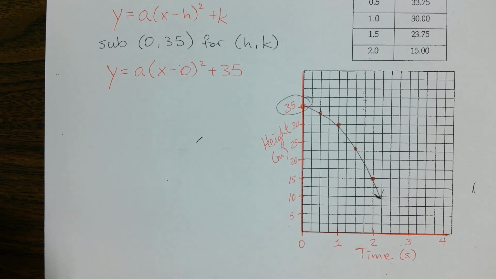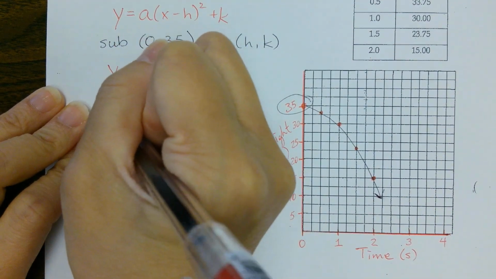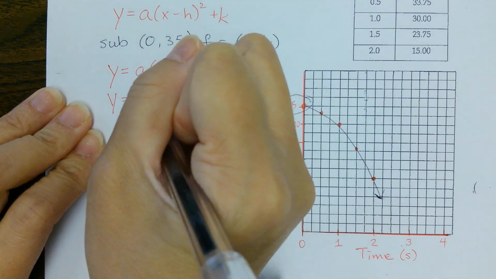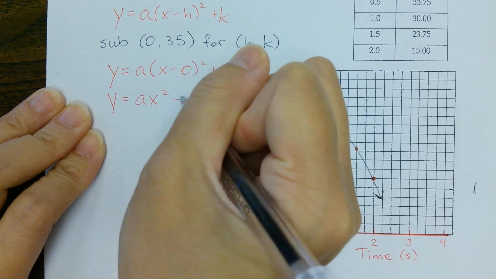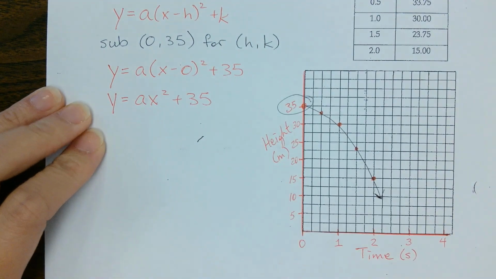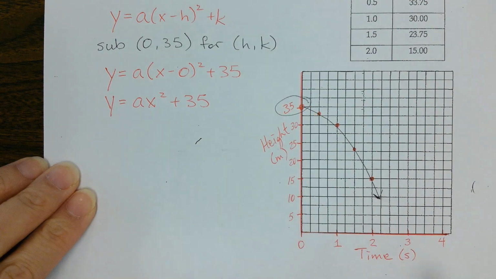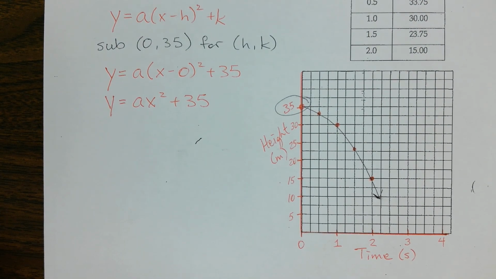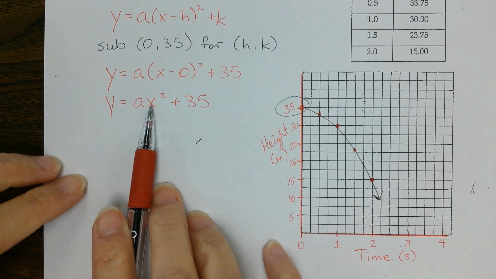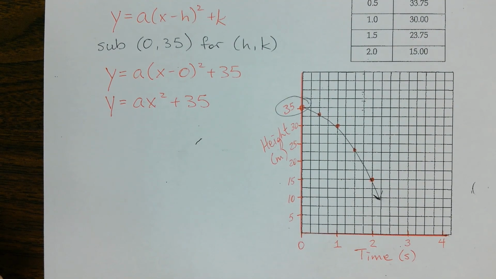Okay. What is x minus 0? Kelly? Just x. Yeah, so my equation is just y equals ax squared plus 35. Alright, and it makes sense because my vertex is on my y-axis. I'm not shifting left, I'm not shifting right. That's why there's no bracket. Okay.